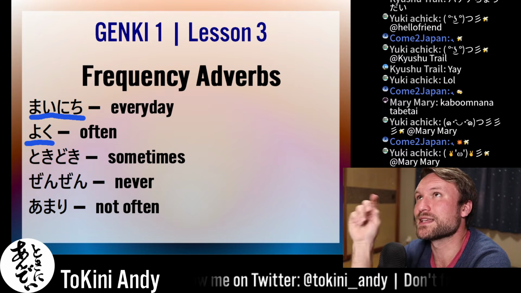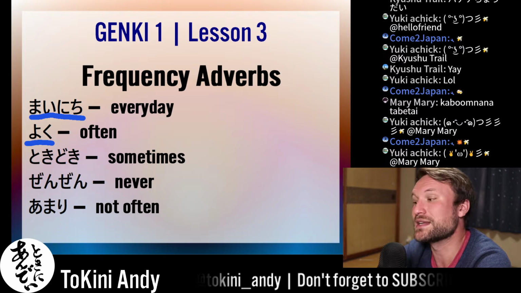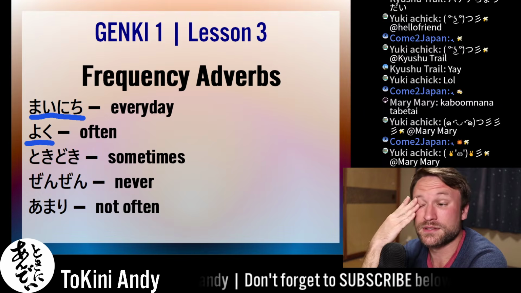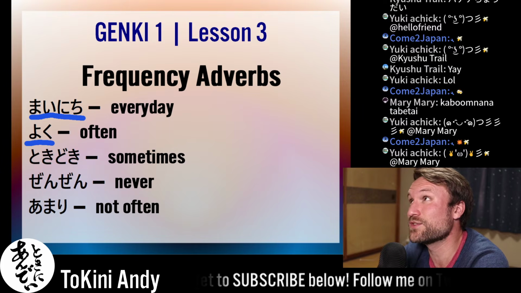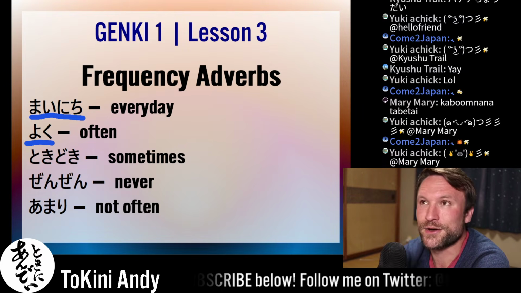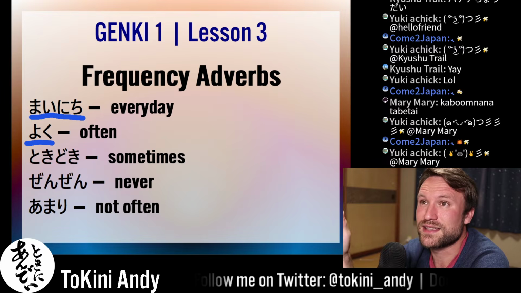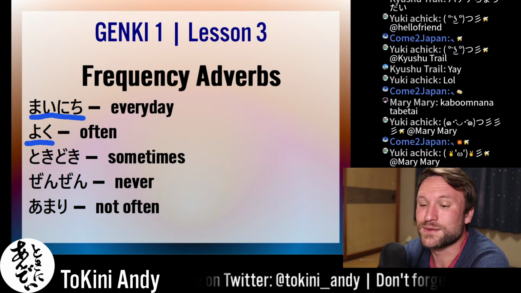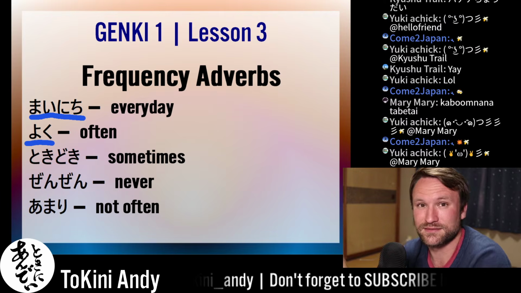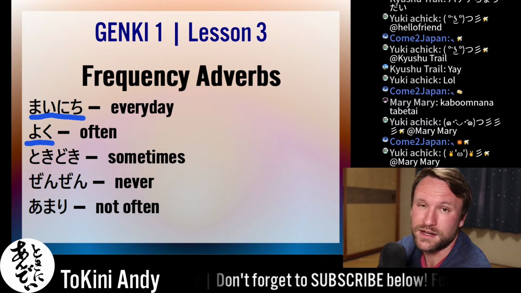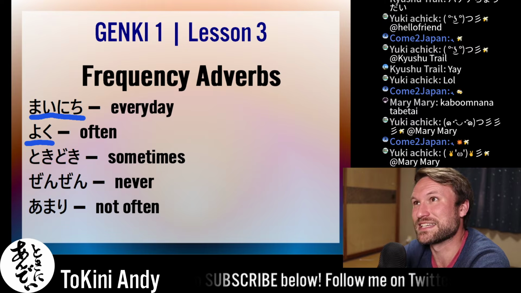Now, zenzen and ammari. Ammari is a little bit different, but zenzen and ammari are negative adverbs, sort of. They're used with negative verbs, so you need to have a negatively conjugated verb attached to them. If you never eat bananas, you wouldn't say zenzen tabemasu, I eat. You would add the negative and say zenzen tabemasen, I never eat. And ammari, not often: ammari tabemasen. So you would say I don't sort of eat, right?